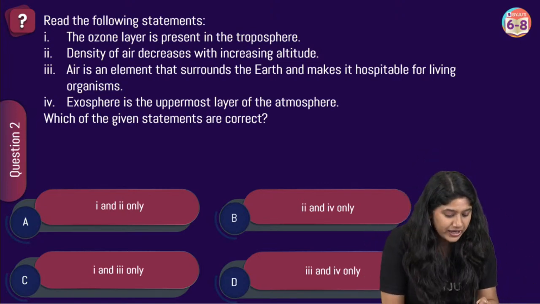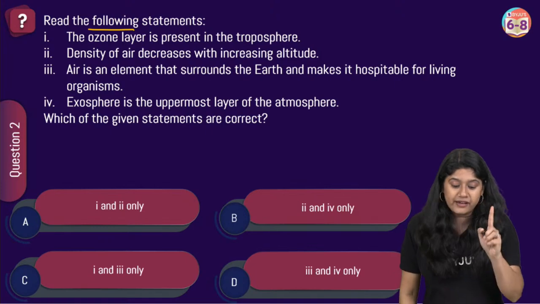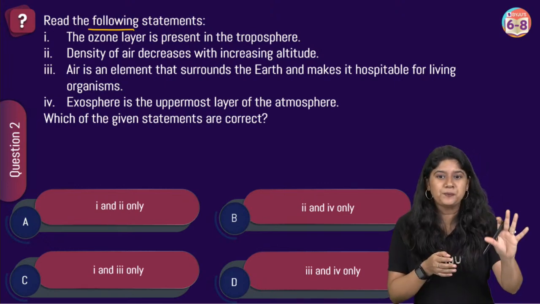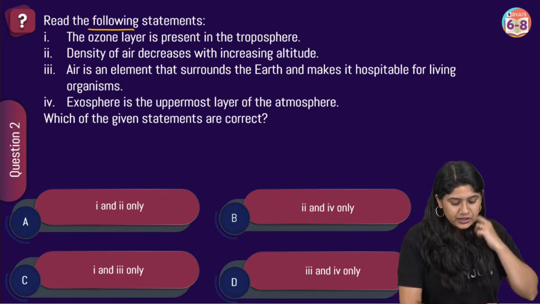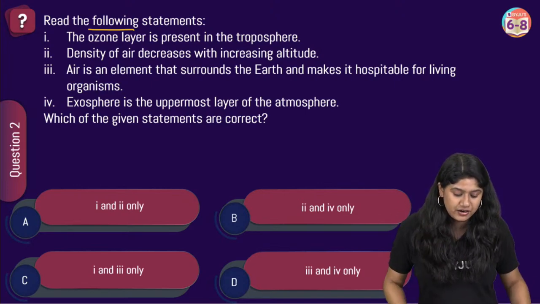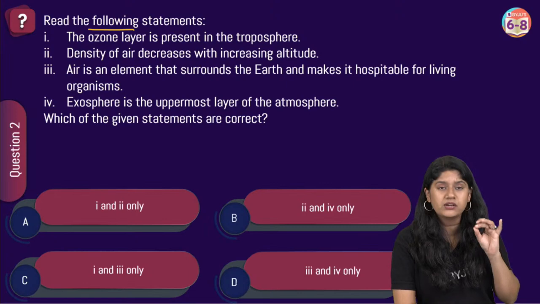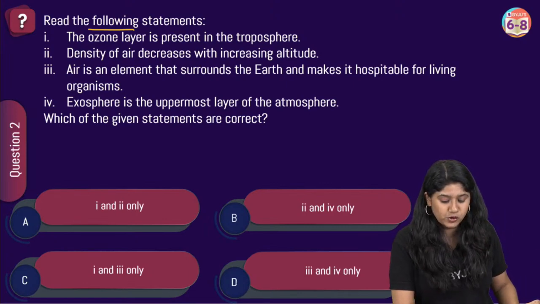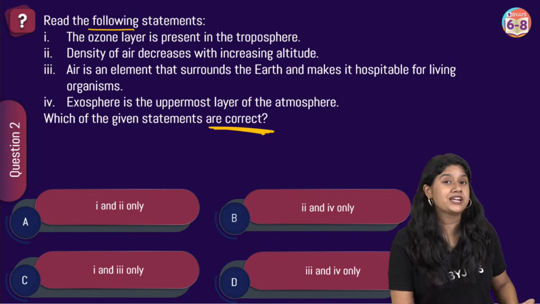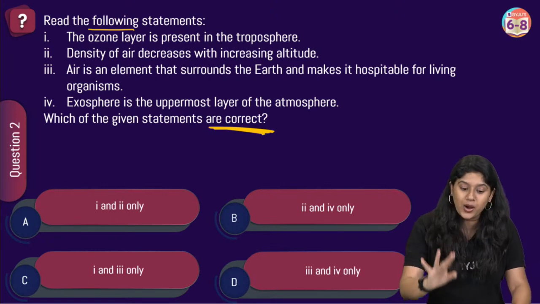So here we have the following statements. Let's read them carefully. First statement: the ozone layer is present in the troposphere. Second statement: the density of the air decreases with increasing altitude. Statement 3: air is an element that surrounds the earth and makes it hospitable for living organisms. And 4: exosphere is the uppermost layer of the atmosphere. You have to pick the correct statements out of these four. We have the four options. So pick one correct answer, everyone.